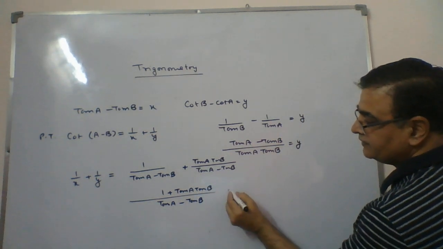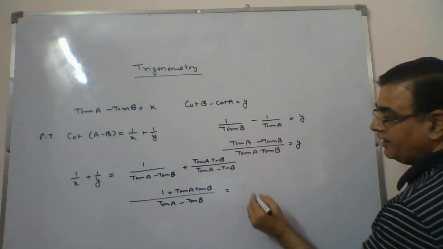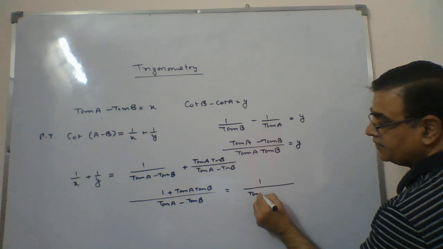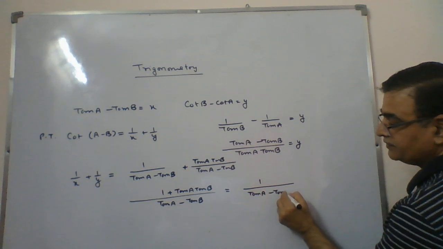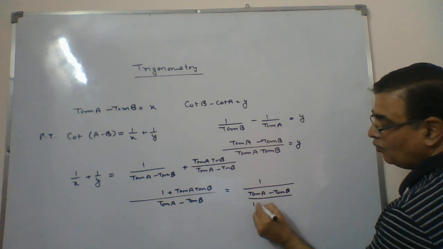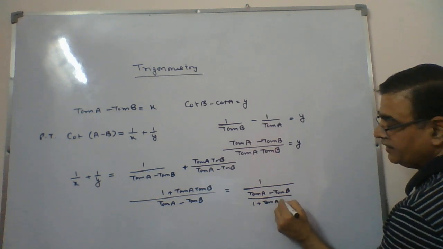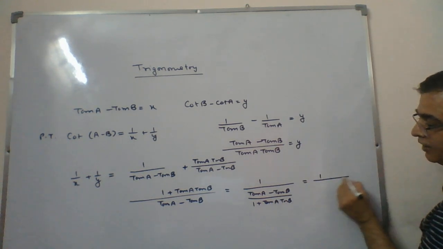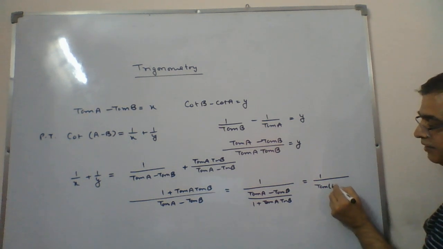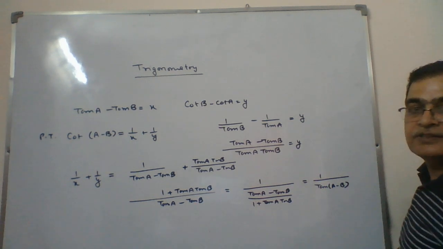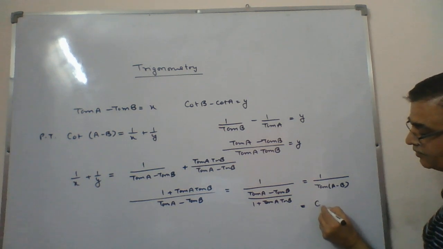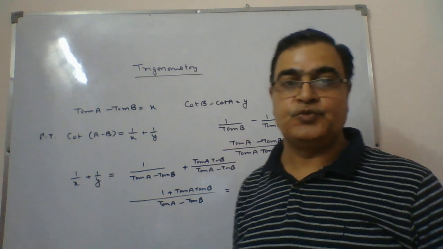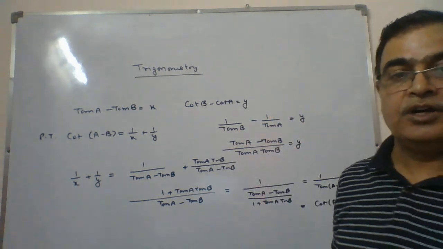Now when you do this you can write it as (tan a minus tan b) by (1 plus tan a tan b). And when you solve it, it will come out to be tan of (a minus b). And this is tan of (a minus b), which means it will come out to be cot of (a minus b). Hence proved. Now coming on to the next result.